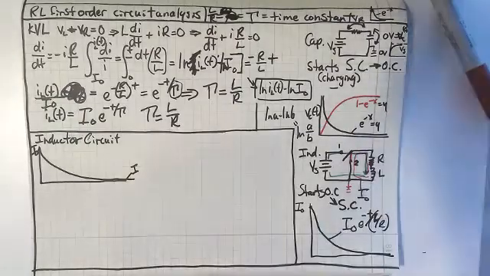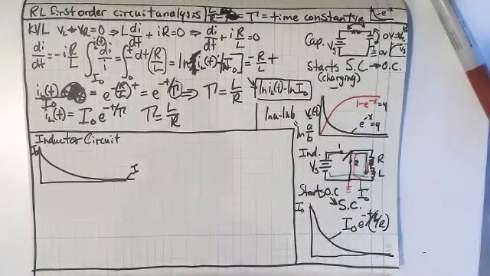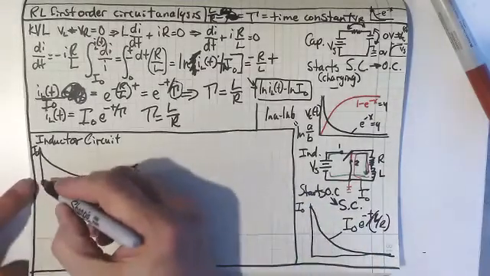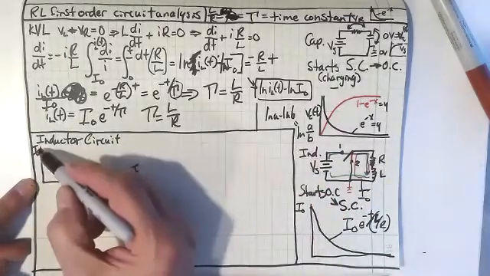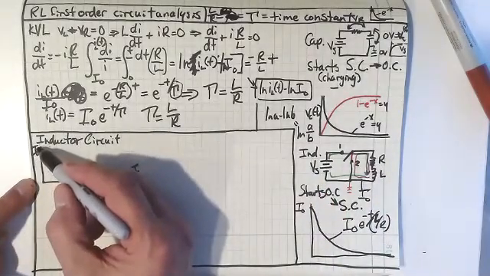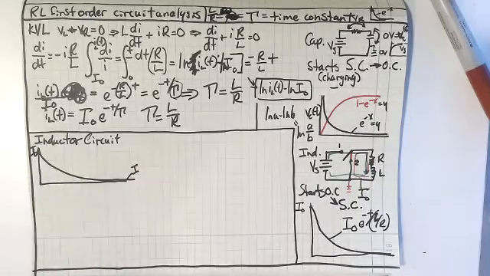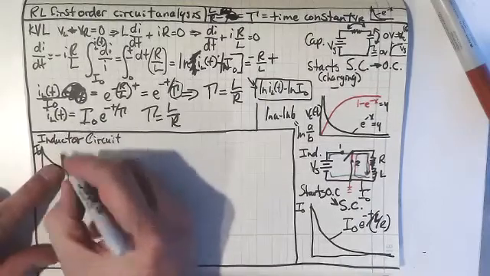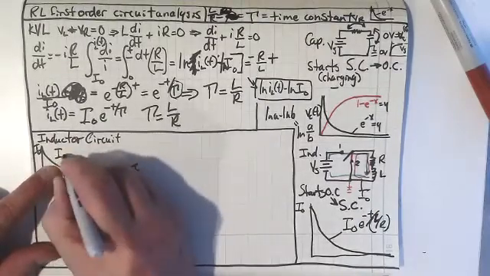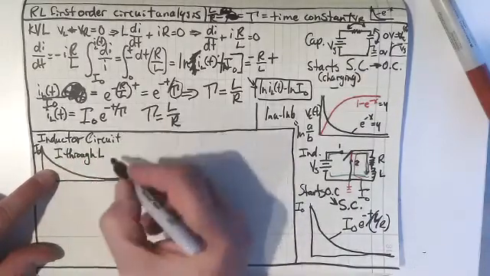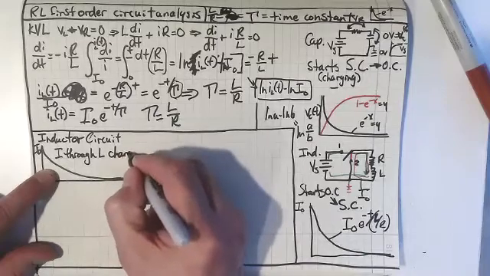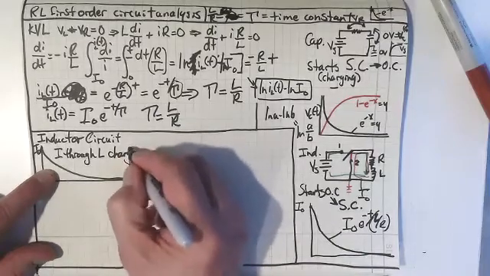What about the voltage for an inductor circuit? Well, the voltage across the inductor, this is the current. The current starts at a maximum. So what does the voltage across the inductor look like? Well, let's do that. So this is going to be the current through the inductor charging, right?